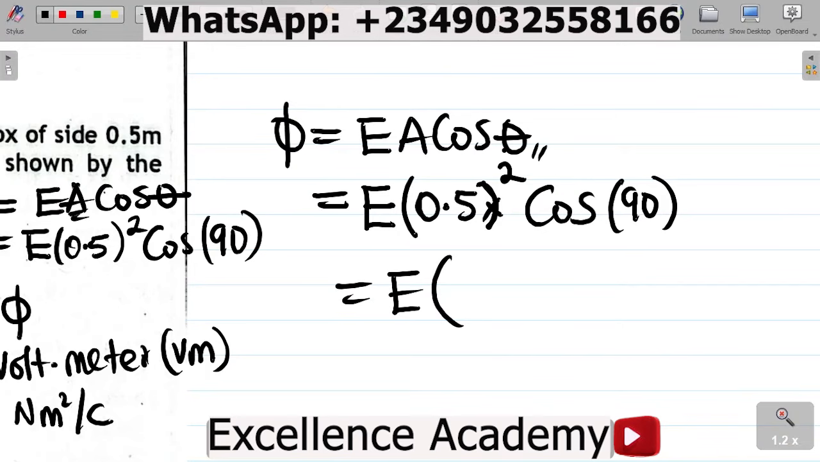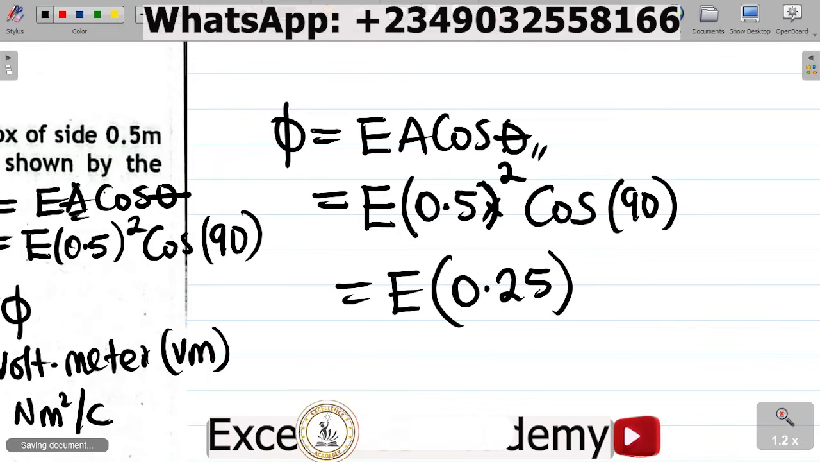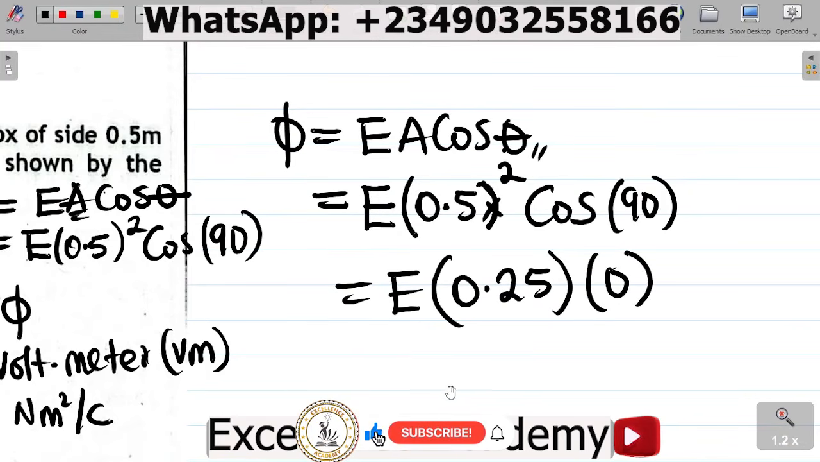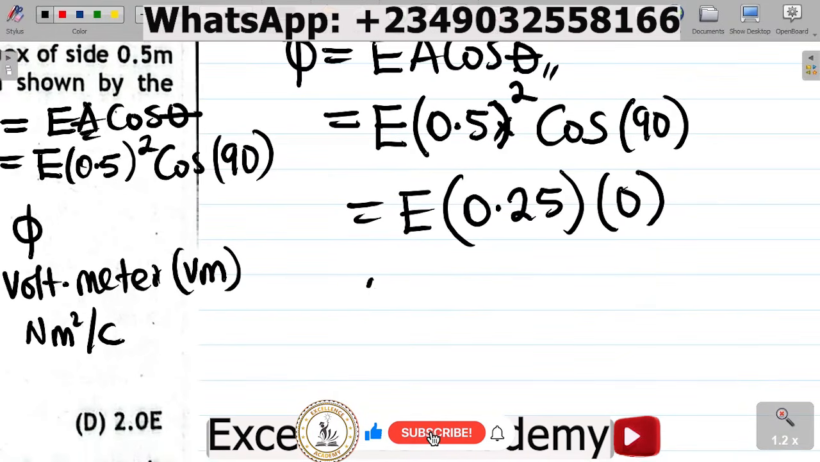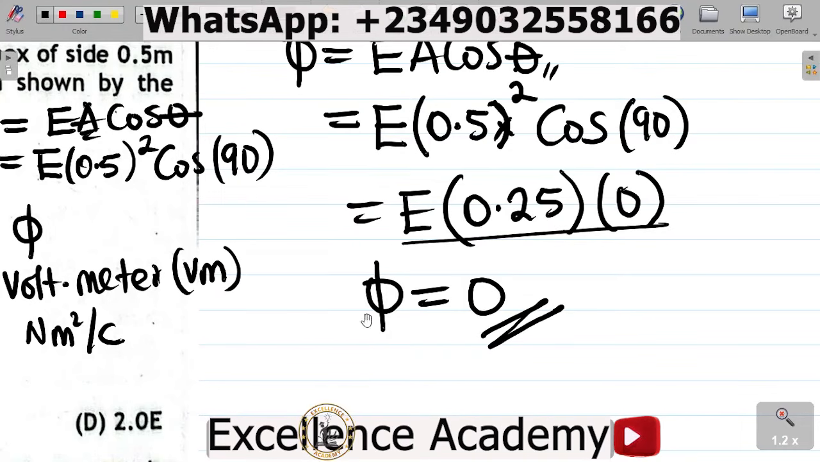If you do 0.5 squared, you have your answer as 0.25. So 0.25 into cosine of 90 gives you 0. So that gives you 0. And if you multiply this, you have that phi, which is electric flux, is equal to this times 0 gives you 0. So the answer there is 0. Now you might want to say 0E, but 0 is 0. So your answer there is 0.